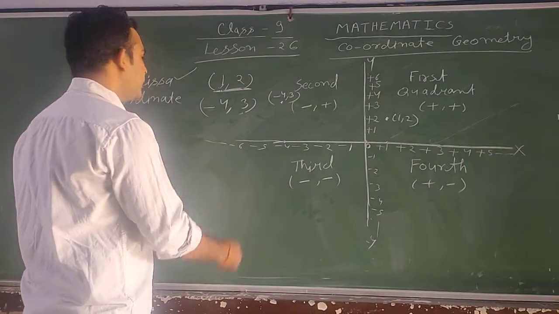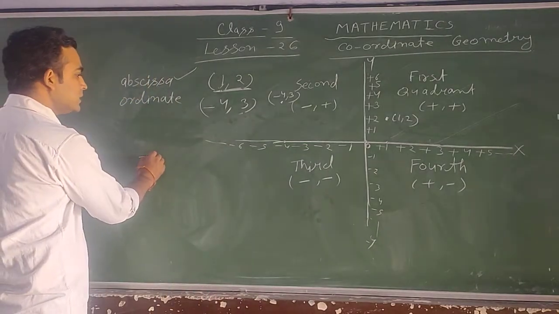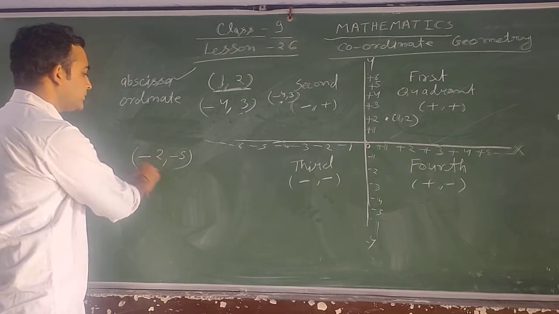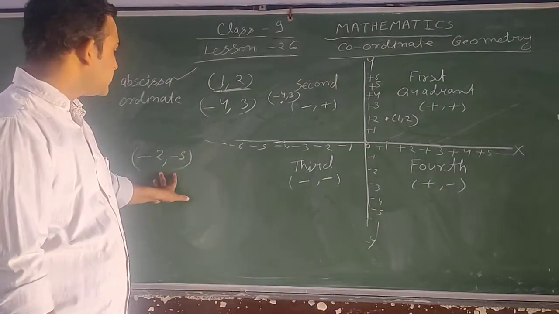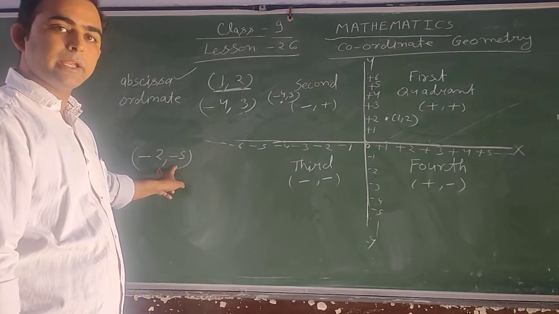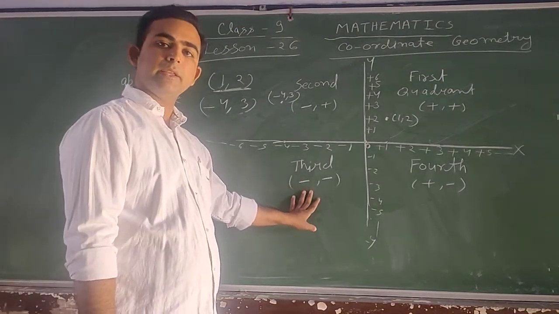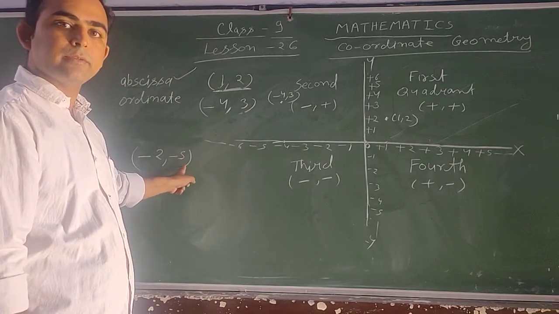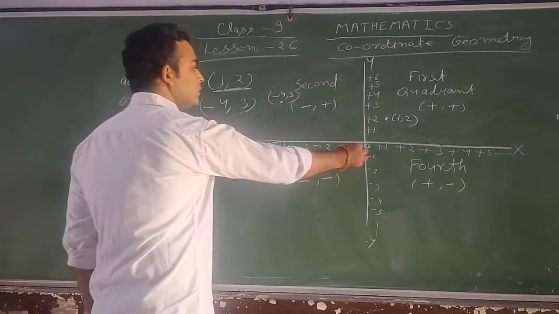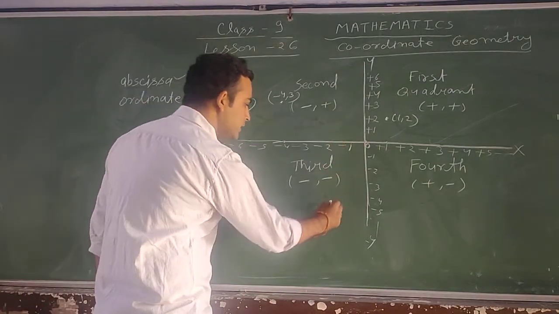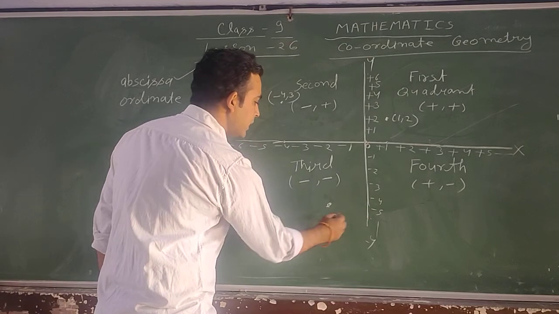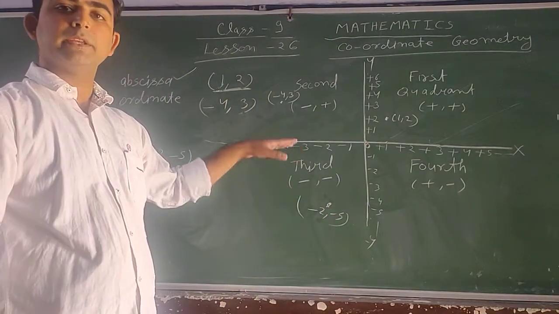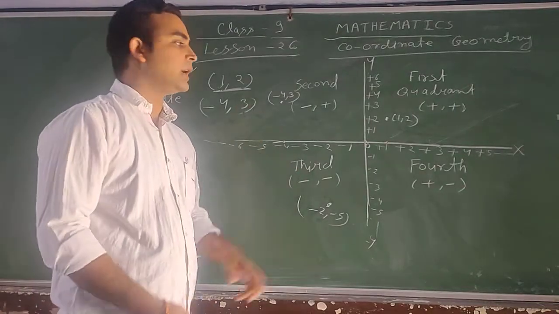Now suppose the point is minus 2 comma minus 5. In this ordered pair both signs are negative, which means this point lies in the third quadrant. The first represents x and the second represents y. So minus 2 is x and minus 5 is y. So minus 2 comma minus 5 is the ordered pair and this point lies in the third quadrant.